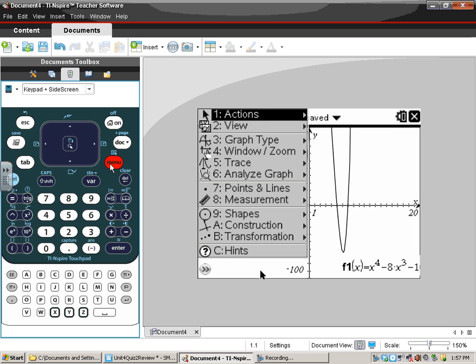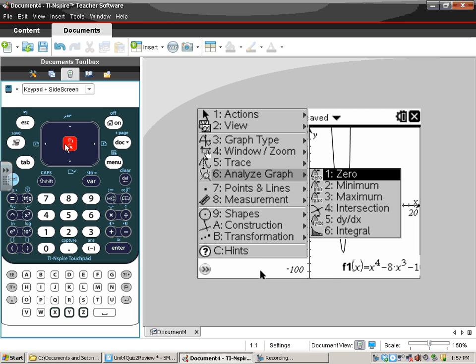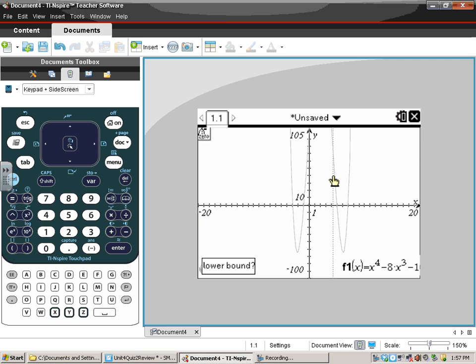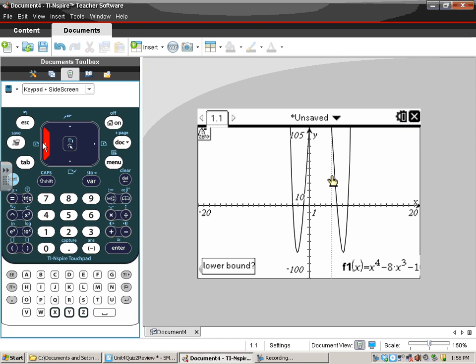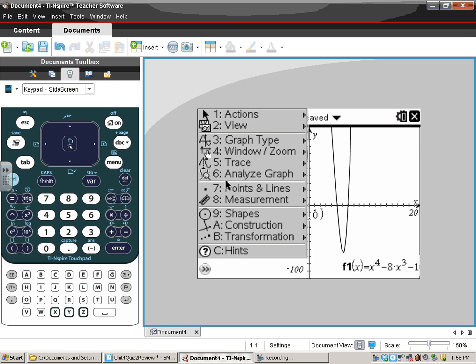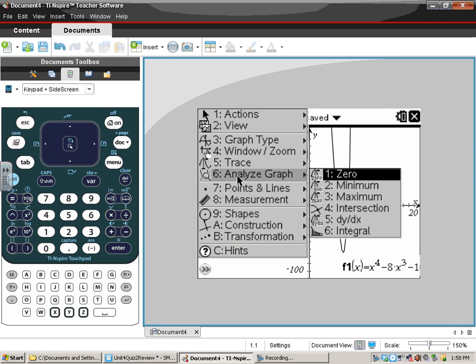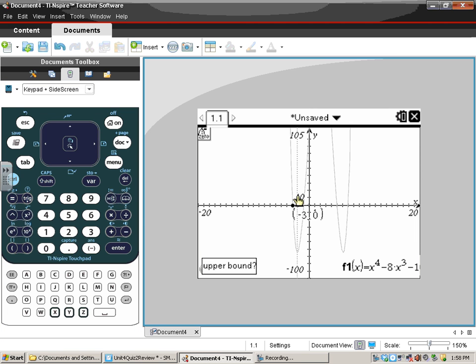So menu, analyze graph to find the zeros. So to find the first zero, I have to click to the left of it for the lower bound, and then to the right of it, but not too far to the right for the upper bound. So you can see there it is, -3 comma 0. Then I repeat the process for every other x-intercept. So those two are too close together. So I'll drag them out.